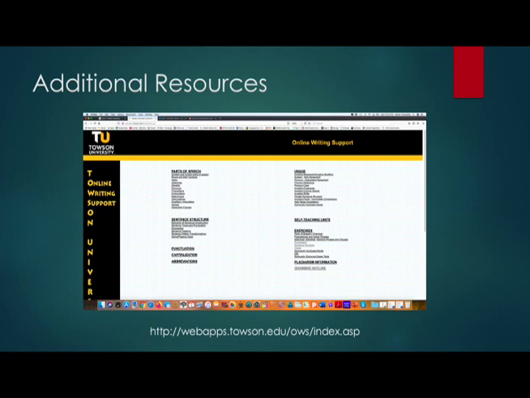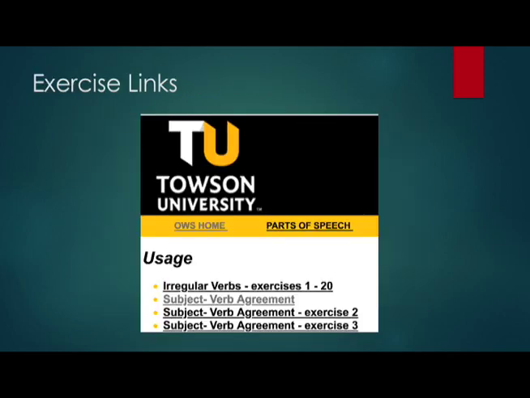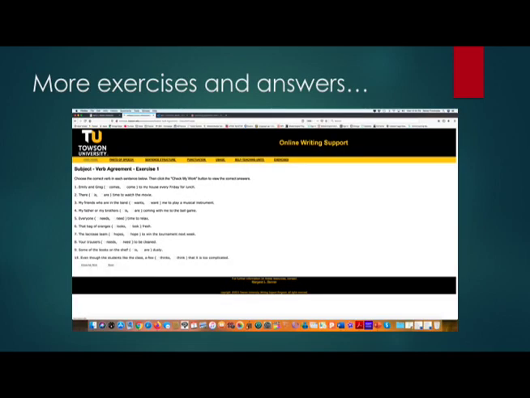Now, if you notice in the lower right-hand side of the screen, you see a list of exercises. For the subject-verb agreement exercises, you want to click on the usage link. When you do that, you will find in the upper left-hand corner of that screen a list of exercises on subject-verb agreement. If you click on one of those links, it will take you to this first exercise. You'll see it's titled Subject-Verb Agreement Exercise 1.